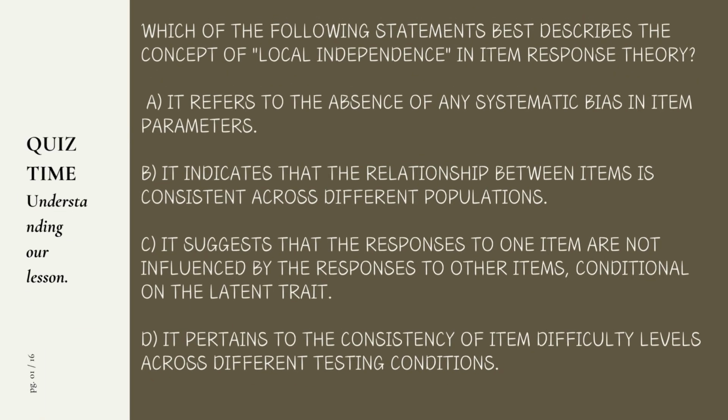Which of the following statements best describes the concept of local independence in item response theory? A. It refers to the absence of any systematic bias in item parameters. B. It indicates that the relationship between items is consistent across different populations. C. It suggests that the responses to one item are not influenced by the responses to other items, conditional on the latent trait. D. It pertains to the consistency of item difficulty levels across different testing conditions.